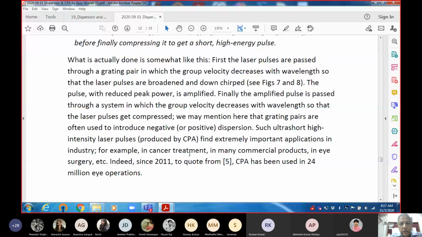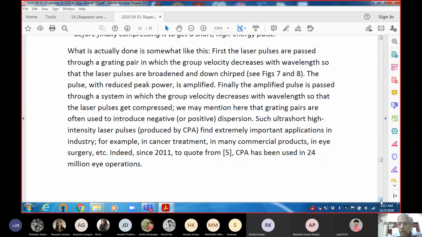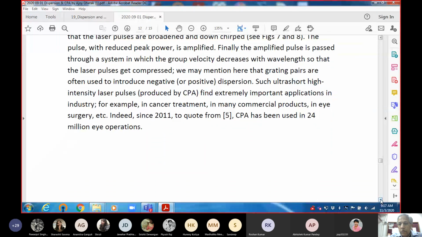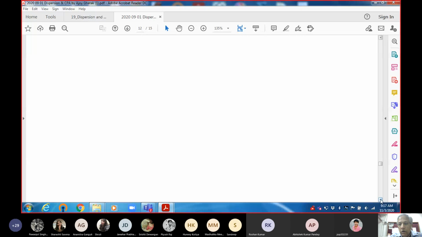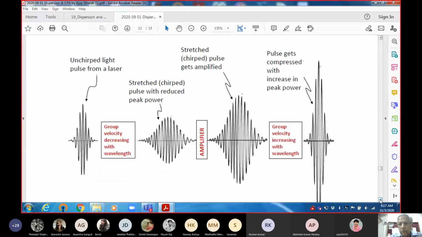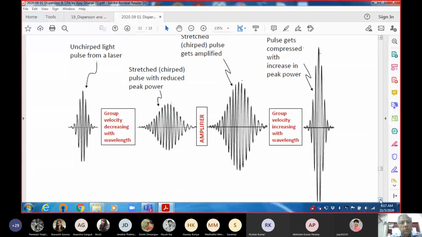For example, in cancer treatment, in many commercial products, in eye surgery. And just one data point here, since 2011, CPA has been used in 24 million eye operations. That is such a very important application. Although the idea is not very great, it looks obvious now, because of its application, they were awarded this Nobel Prize, a shared Nobel Prize.